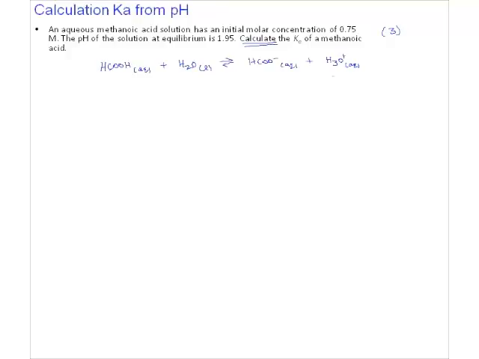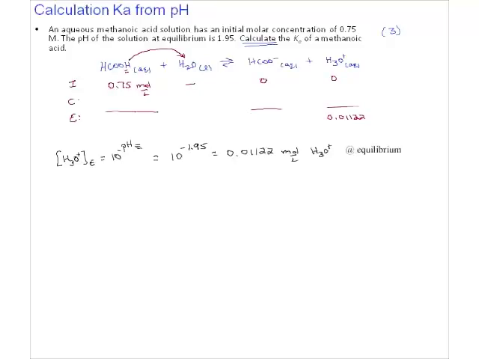It's going to ionize, and the acidic hydrogen, remember, is from the carboxylic acid portion right here. So that's the hydrogen that gets donated. We have an initial concentration given, we have a pH, and we know that when a pH is given, that's going to be the equilibrium value of the H3O+. So because they gave me the pH here, now I know that it's 0.01122 at equilibrium.